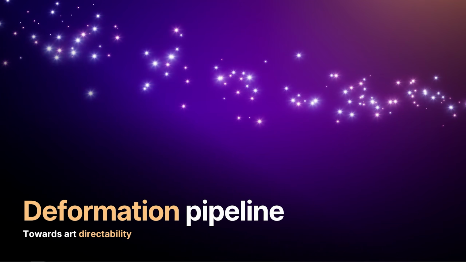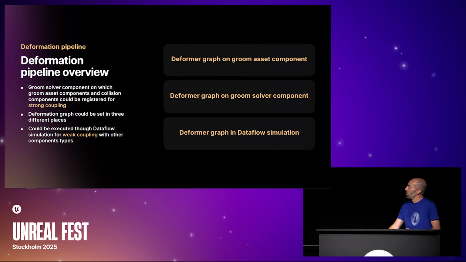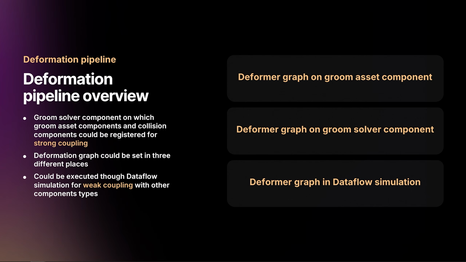So now that we went through the new way of setting things in Dataflow, we had to modify the deformation pipeline a bit because we were not really able to use all that we have defined before. Before, even in 5.6, the deformer graph could be used in a Groom asset component, but you were only able to modify the strands, and that's it. But we wanted way more.